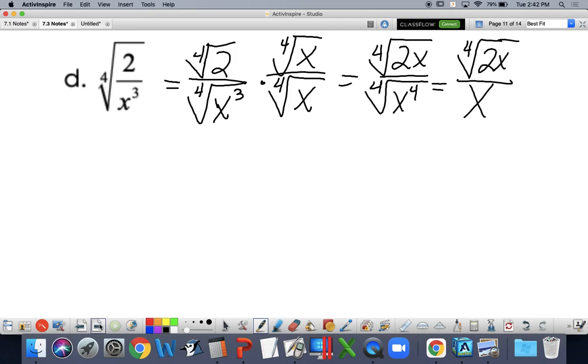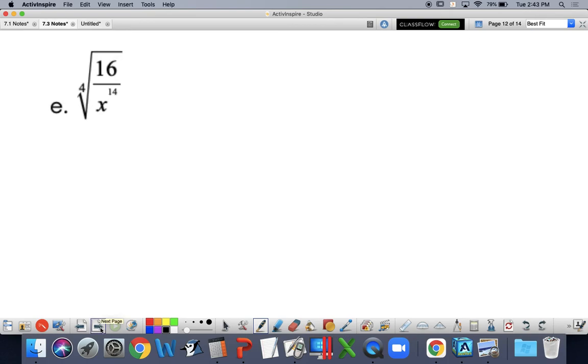All right, last one together, because I can see I'm losing some people. We've got the 4th root of 16 over the 4th root of x to the 14th power. The 4th root of 16, that's just 2, so we can simplify that down.